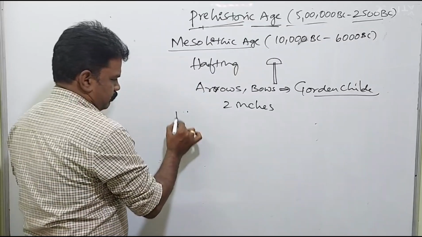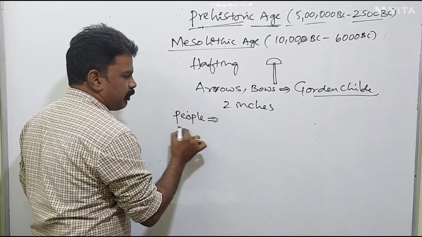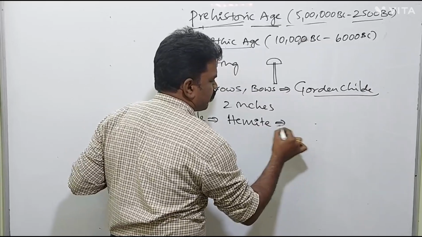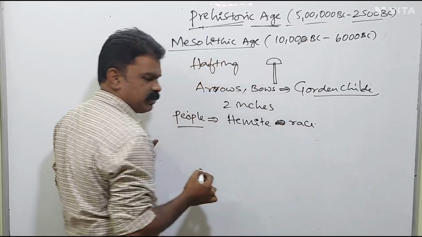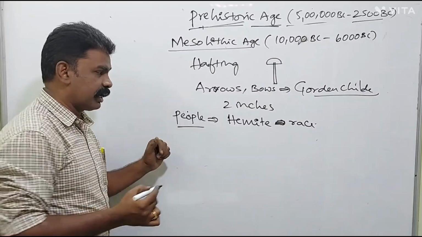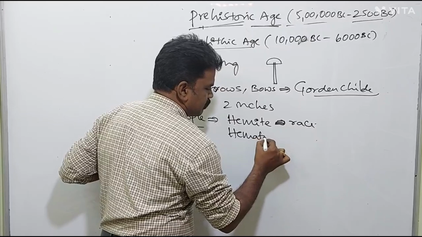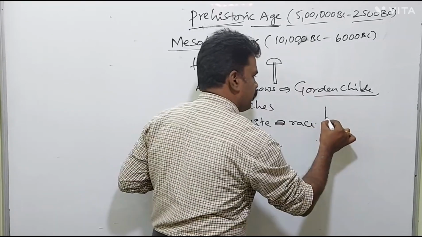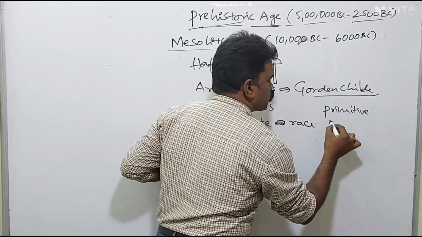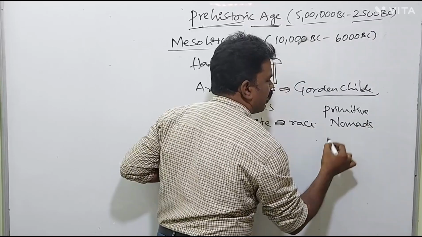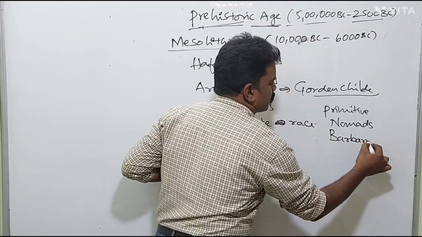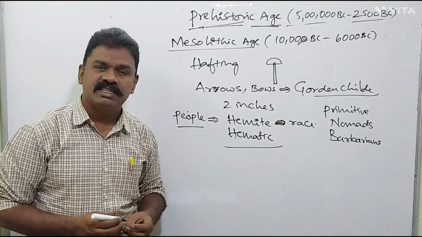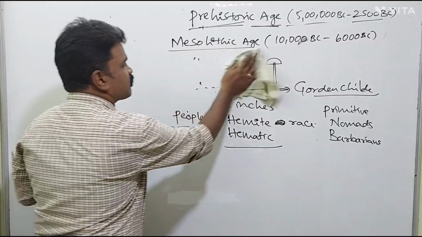Coming to the people of this period, they belong to the Hamite race. The race is Hamitic race of this period. These people were also primitive. Also nomads, no settled life. Also barbarians, no culture. But here slowly started changes in the lifestyle of the humankind.